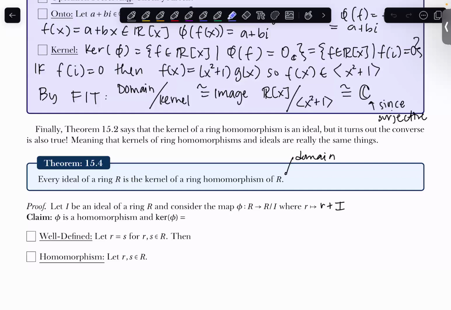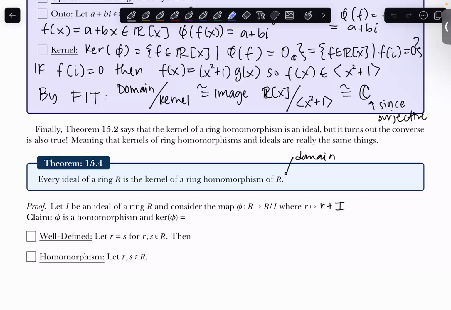It turns out that the natural thing to do is to take R and map it into R mod I, that I already know is a ring, and do the natural map that takes any element in my ring and sends it to the coset represented by that same element. And it turns out that my ideal is going to be exactly my kernel here. So this is how I can view my ideal as a kernel of some ring homomorphism where R is in the domain. Possibly I could have different maps here. I could have different codomains, but this is the natural one that we can always work with here.